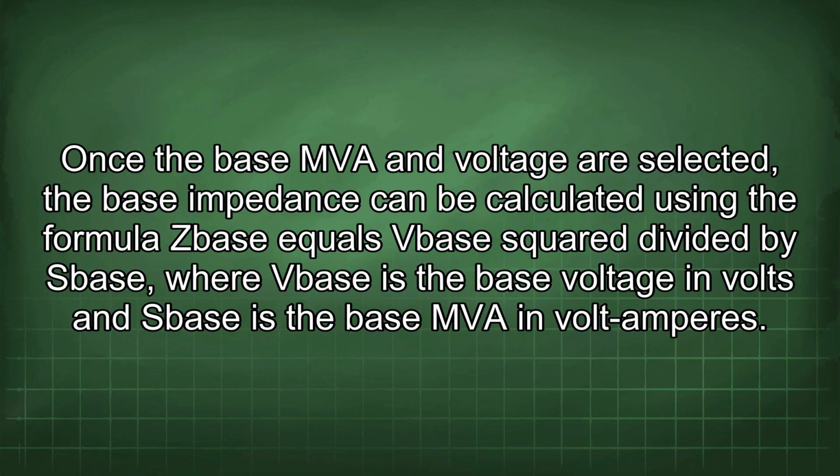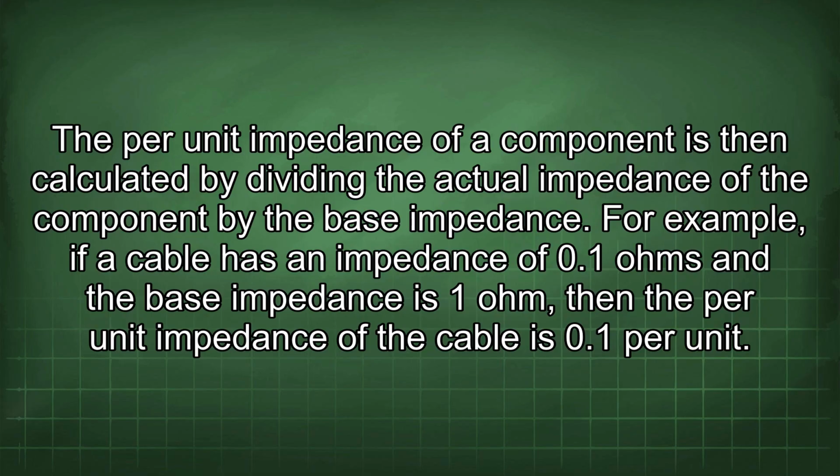Once the base MVA and voltage are selected, the base impedance can be calculated using the formula Z base equals V base squared divided by S base, where V base is the base voltage in volts and S base is the base MVA in volt amperes. The per unit impedance of a component is then calculated by dividing the actual impedance of the component by the base impedance. For example, if a cable has an impedance of 0.1 ohms and the base impedance is 1 ohm, then the per unit impedance of the cable is 0.1 per unit.